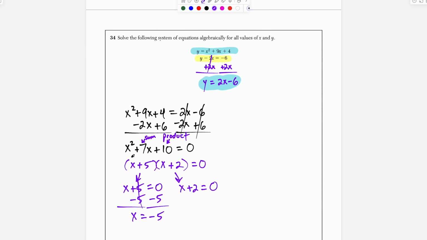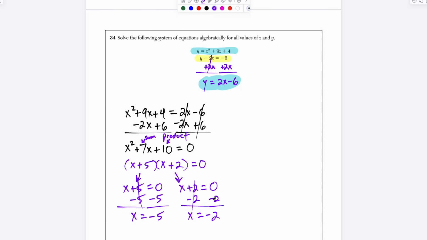And one thing to point out, when you have factors like this, just notice that the factors and the roots have opposite relationships. So when I have x plus 5 times something else equals 0, I know the root is just the opposite of what's inside the factor. So that's where we get x equals -5. And now for the second factor, we're going to have x equals -2.